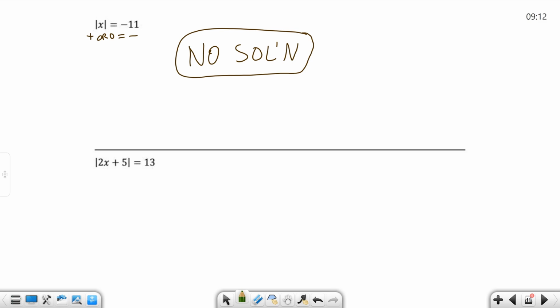There's no solution there. It can never be negative. So the absolute value of something can never be negative. So it can't happen. No solution. So it doesn't have to be just the absolute value of x. It can be the absolute value of 2x plus 5. Those are absolute value bars around this.